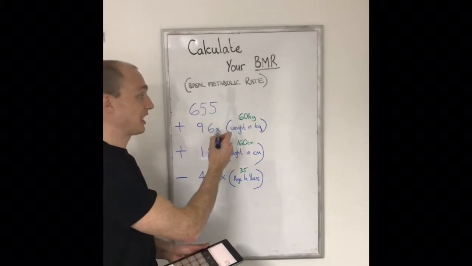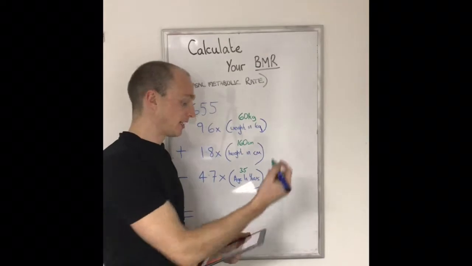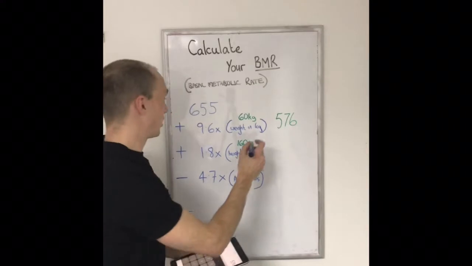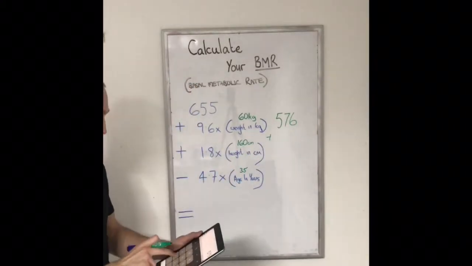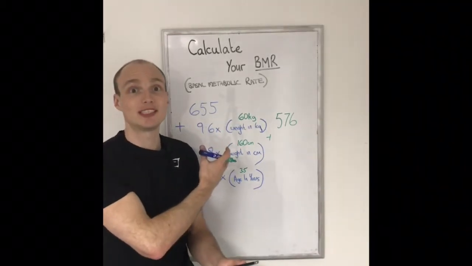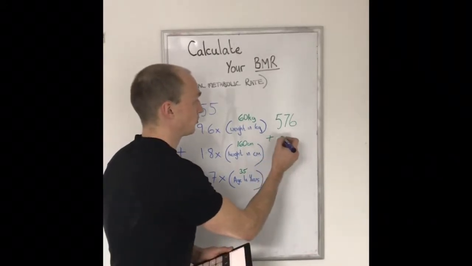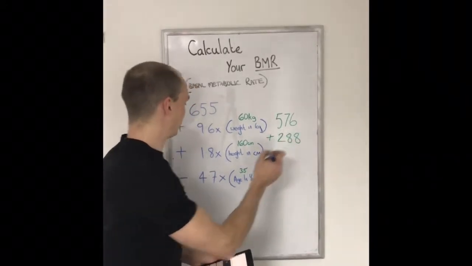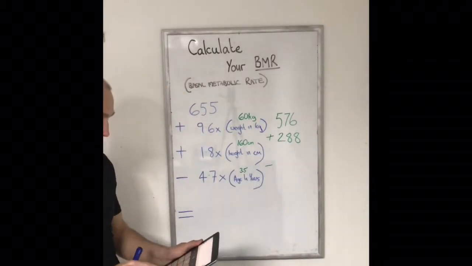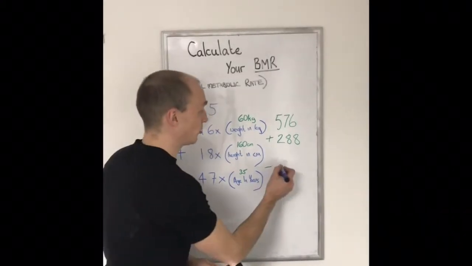So 9.6 times your weight in kilograms. This example, 60 kilograms. 9.6 times 60, 576. You then plus, next equation, 1.8 times your height in centimeters. So I'm using 160 centimeters just as an example, times 160 plus 288. Don't forget, last one's a minus. 4.7 times your age in years. This example is 35, 164.5.